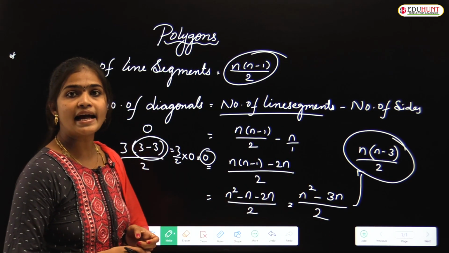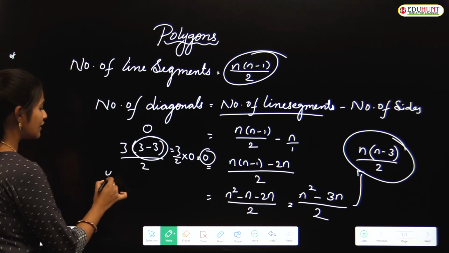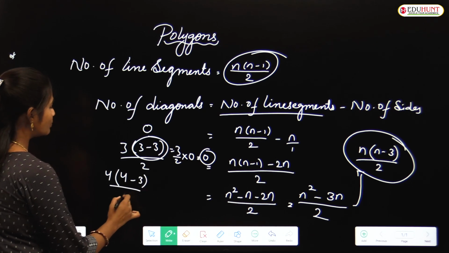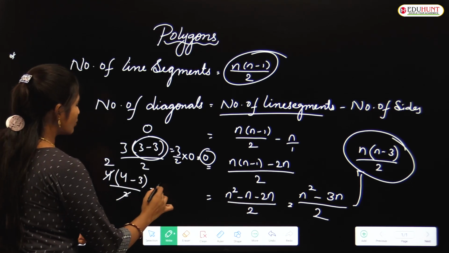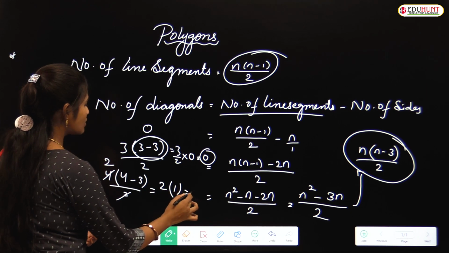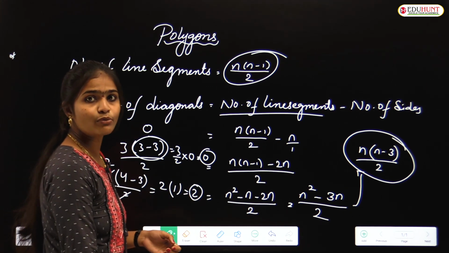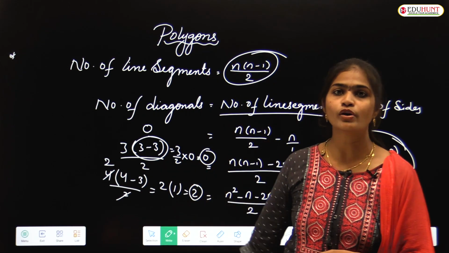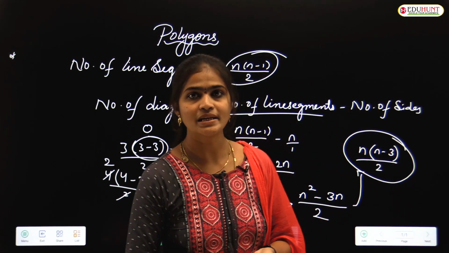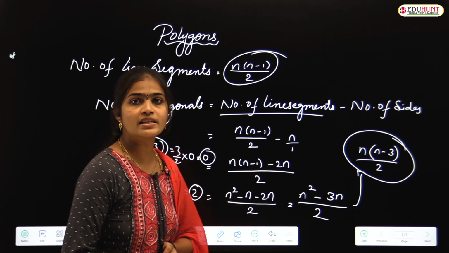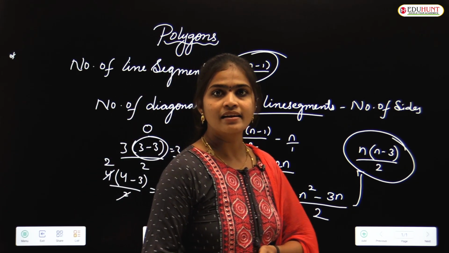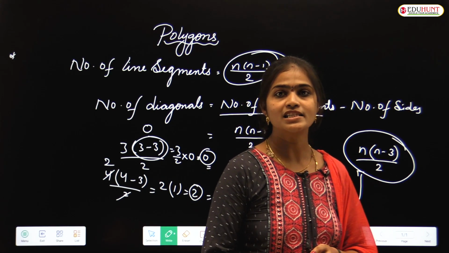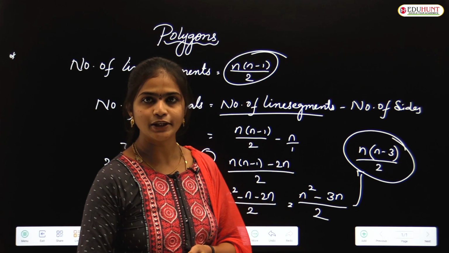Next, the number of diagonals of a quadrilateral. A quadrilateral is a 4-sided figure. So 4 into 4 minus 3 by 2. So 2 twos are 4, so 2 into 4 minus 3, which is 1, is equal to 2. We know that a quadrilateral has only 2 diagonals. So we can use these two formulas to find the number of line segments and the number of diagonals. The formula for the number of line segments is n into n minus 1 by 2, and the formula for the number of diagonals is n into n minus 3 by 2.